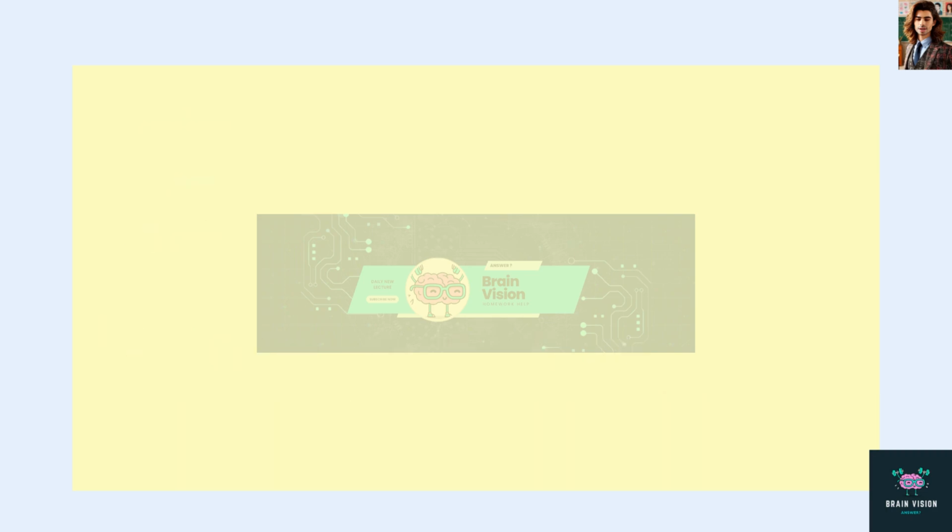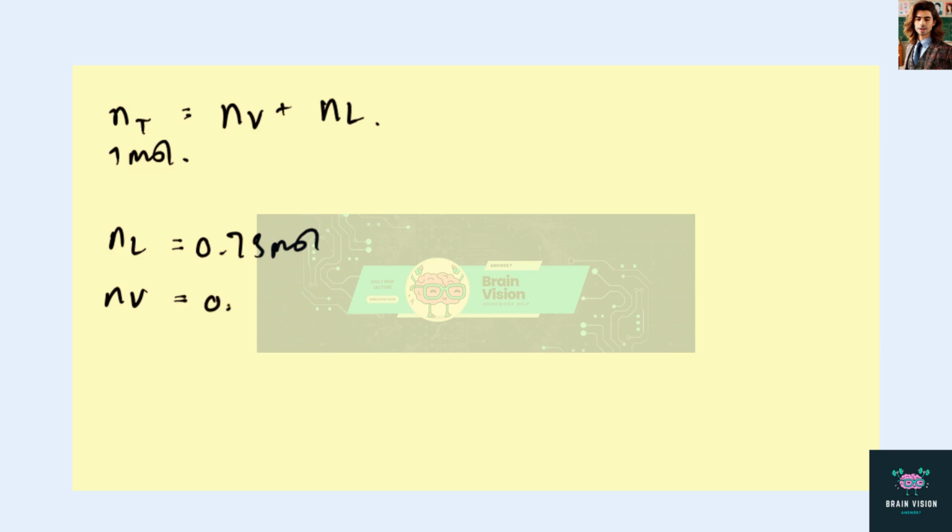So we'll jump onto a fresh page here. So NV and NL are numbers of moles of vapor and liquid, and YB0 is the mole fraction of benzene in the original vapor. So the total mole balance, we have NT is equal to NV add NL. So NT is essentially equal to 1 mole. We solve for NV and NL. So we know that NL is equal to 0.73 mole. NV is 0.27 mole. 0.27 divided by 0.73 is equal to 0.37 when we divide them by one another.